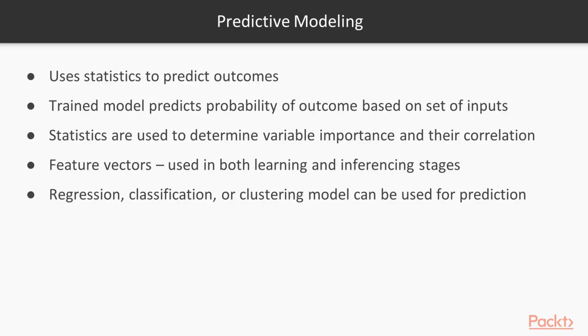Predictive modeling uses statistics to predict outcomes. In many cases, the trained model predicts the probability of an outcome based on a set of inputs. Statistics are used to determine the variable importance and their correlation. Feature vectors are everywhere. They're used in both learning and inferencing stages in predictive analytics. Consequently, nearly any regression, classification, or clustering model can be used for prediction purposes.